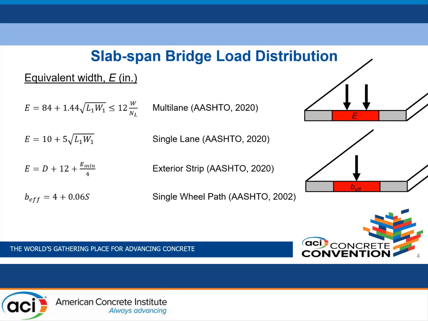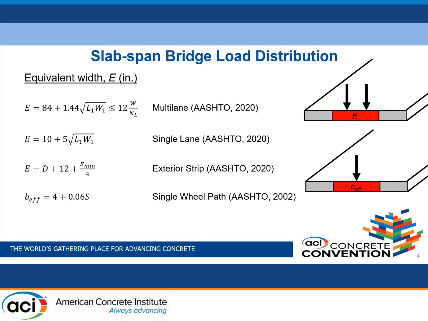Here's what AASHTO says about equivalent width, which is a number that you need in order to determine the live load distribution factor for a slab span bridge. AASHTO gives a set of equations for multi-lane loading and single lane loading, both for interior strips, and then an equation for exterior strips.